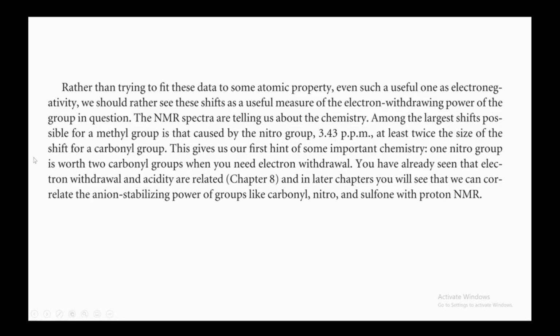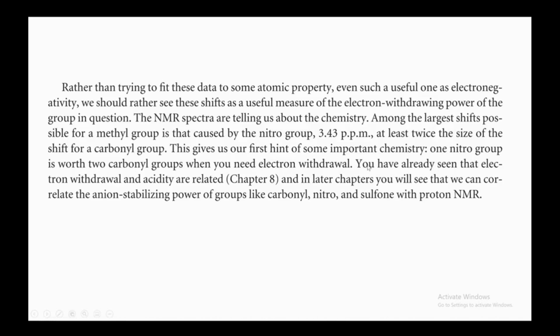Among the largest shifts possible for a methyl group is that caused by the nitro group, at 3.43 ppm, at least twice the size of the shift for a carbonyl group. This gives us our first hint of some important chemistry. One nitro group is worth two carbonyl groups when you need electron withdrawal.